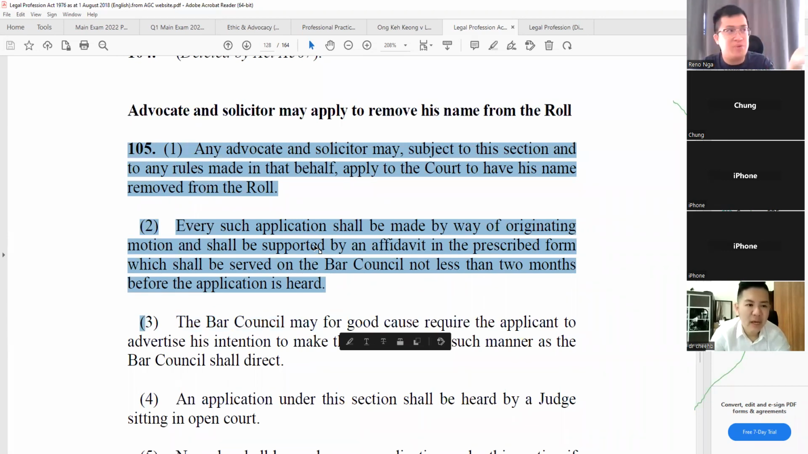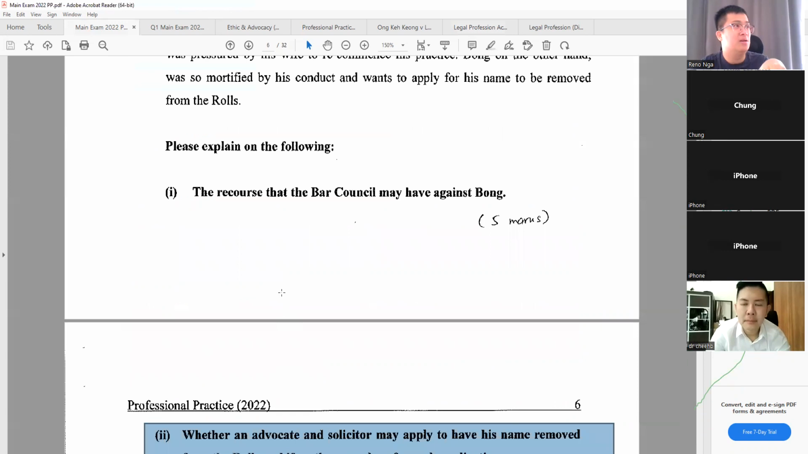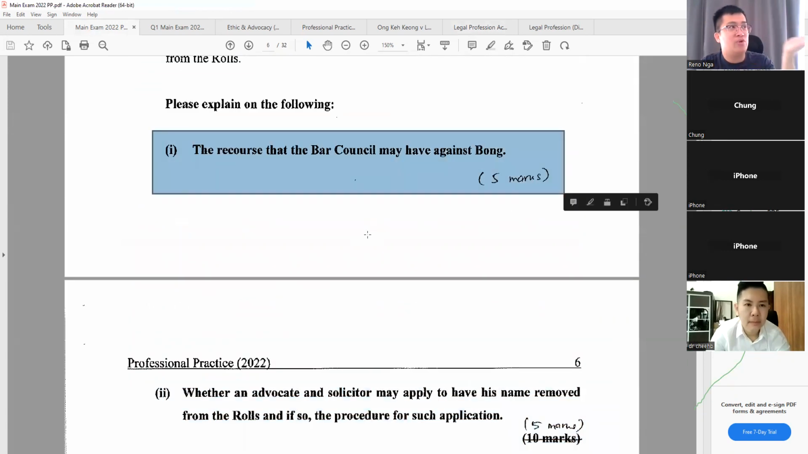Basically, you can bring in LPA and the LPA procedure is here. So I don't intend to go into details. Then we come to here: the recourses that bar counsel may have against Bond.